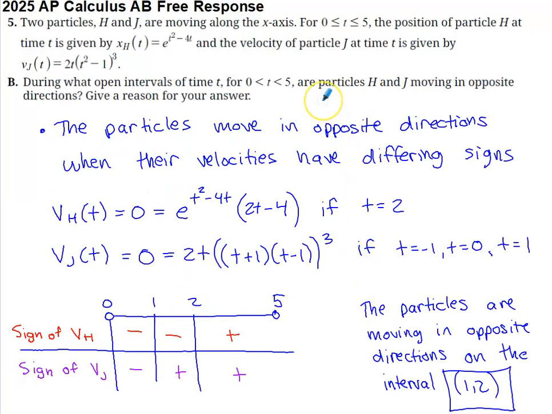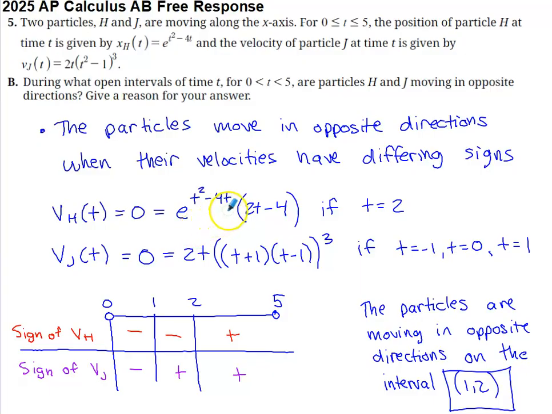Part B asks us to figure out the open intervals on the interval 0 to 5 where the particles are moving in opposite directions. Give a reason for your answer. Now I thought, well, the particles are going to be moving in opposite directions when the velocities have different signs. So I need to know when the velocities change from positive to negative for each of these particles on the interval 0 to 5. So what I did is I took my velocity function from back in part A for particle h, and I set that equal to 0.